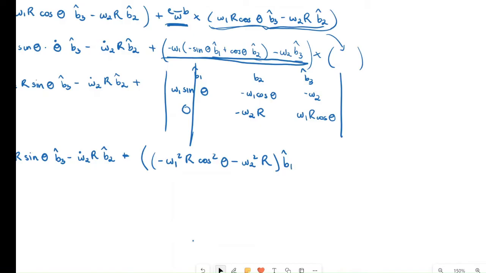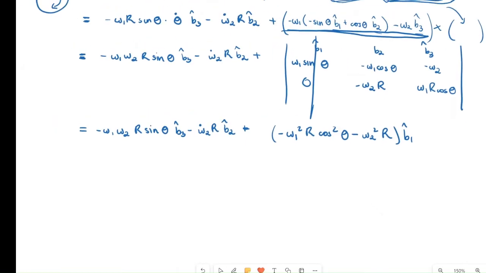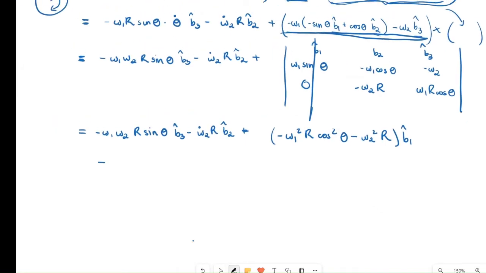Sorry, you're going to have to deal with the lag from my computer. And then we do the next term, which is the b2 hat term. But remember, because it's the b2 hat term, you have to add a negative sign in front of it. So we have negative the determinant of these remaining four terms, which is just omega 1 squared r cosine theta sine theta. And that's in the b2 hat direction.